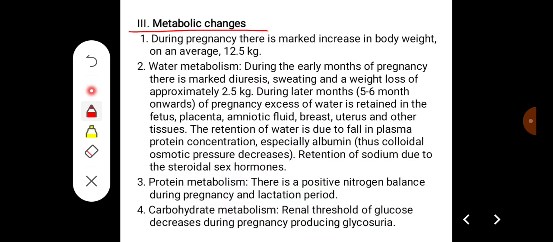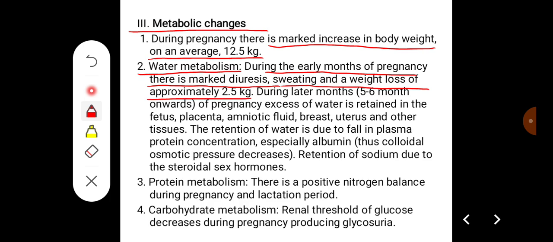The metabolic changes that occur during pregnancy. During pregnancy, there is a marked increase in the body weight, on average 12.5 kg. So there will be alteration in water metabolism. During early months of pregnancy, there is marked diuresis, sweating, and a weight loss of approximately 2.5 kg.